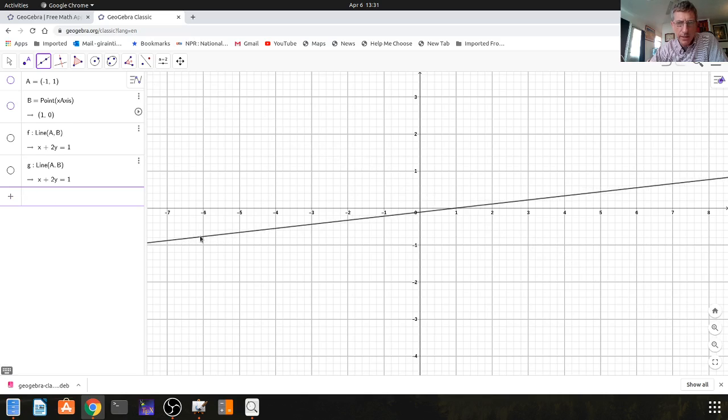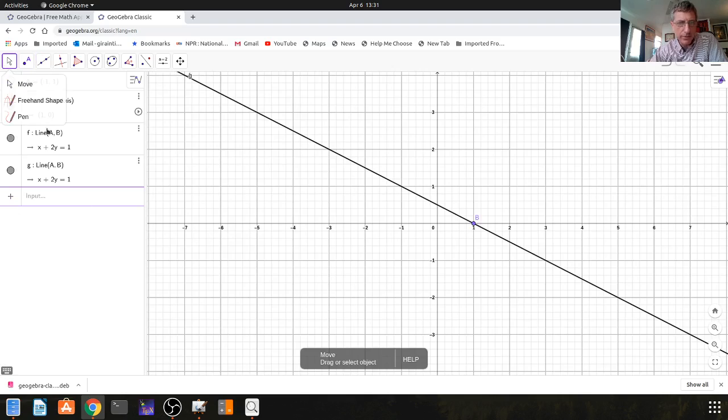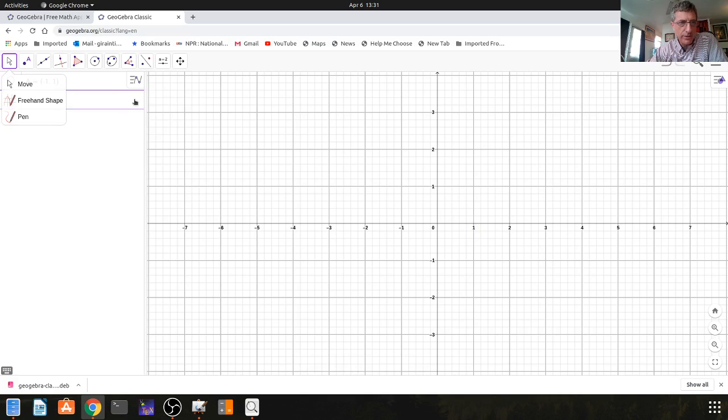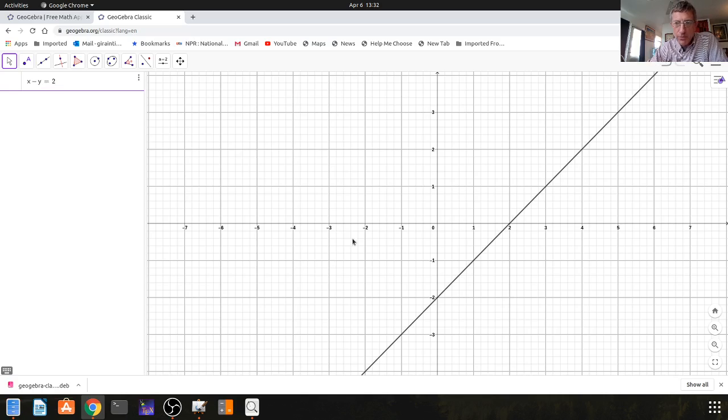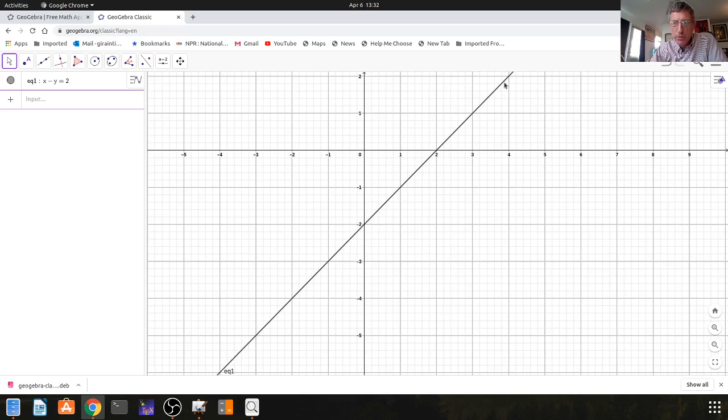And let's actually go back to something altogether. I just want a clean screen here. So let's just delete some of these objects, and let's go back to what we were looking at before, the equation x minus y is equal to 2. And right here we will see that we are given the visual representation of every solution to that equation.